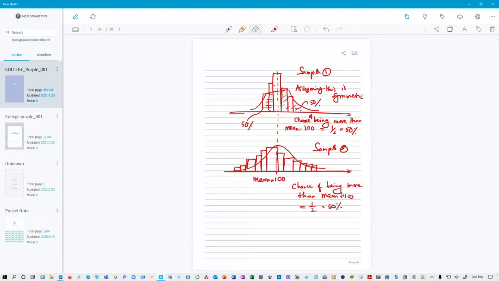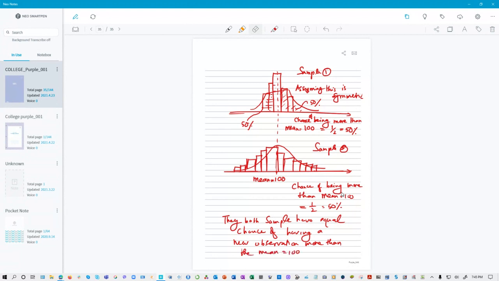They both would have the same equal chances of being more than 100. That's what they say. So both samples have an equal chance of having a new observation more than the mean.